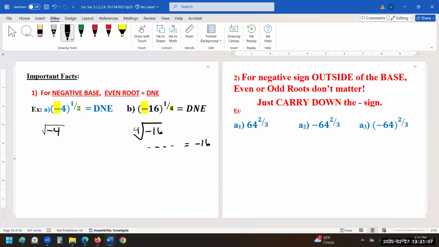So evens are more strict. They cannot have an answer for everything. They have a strict policy: all the bases have to be positive.